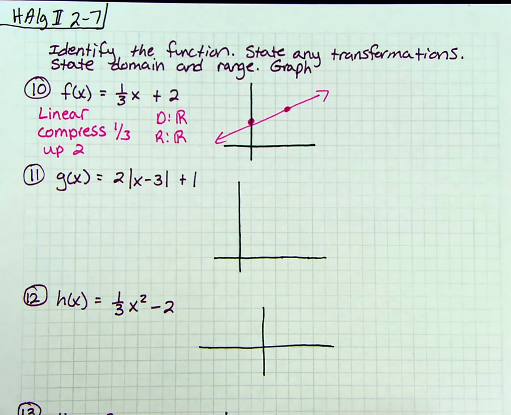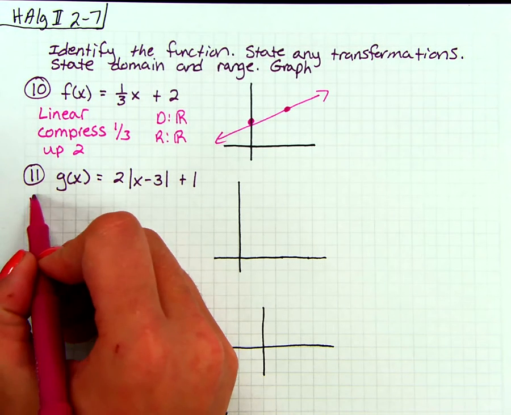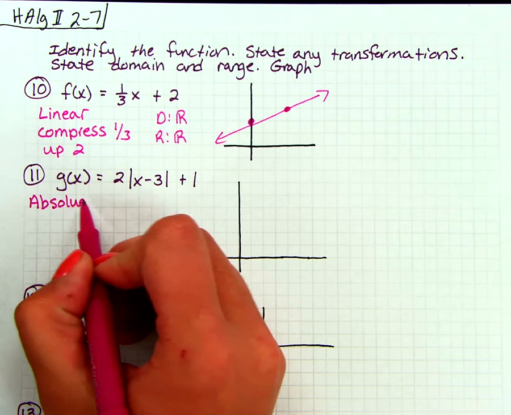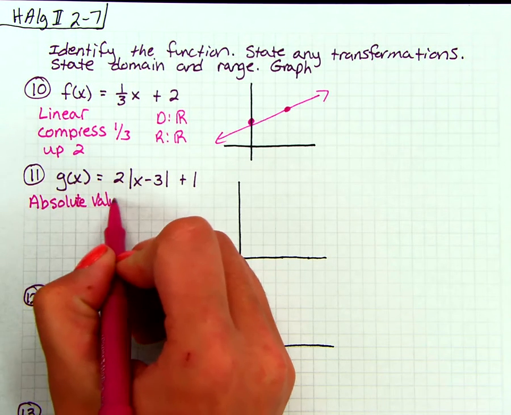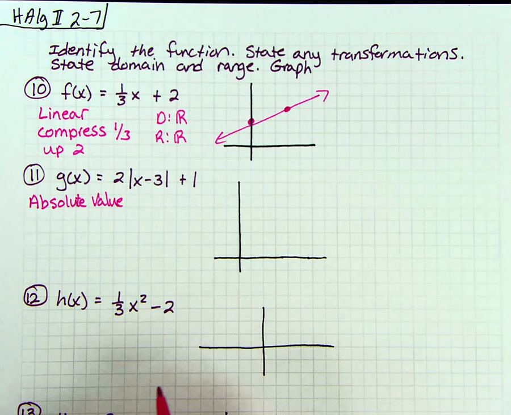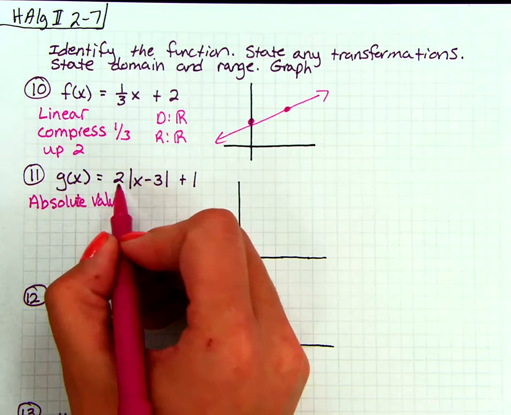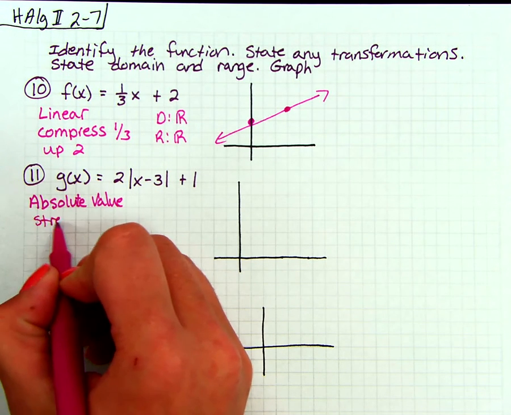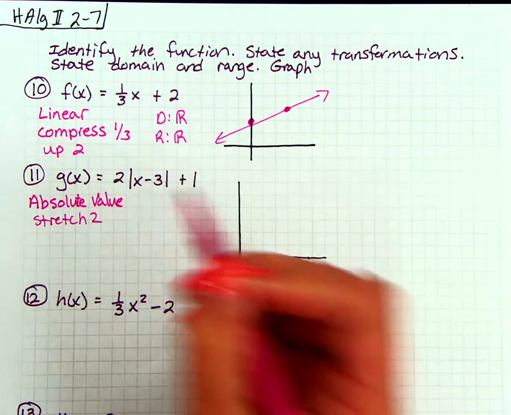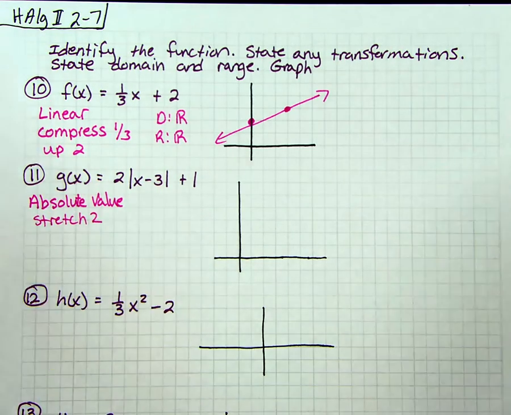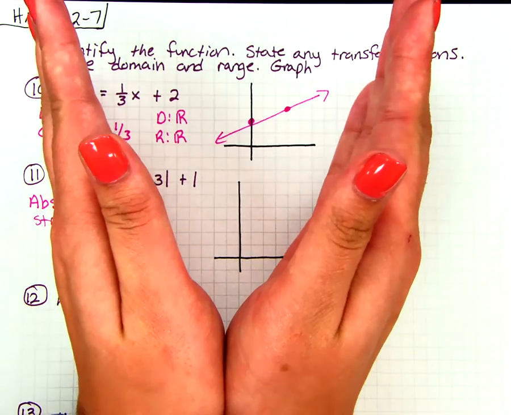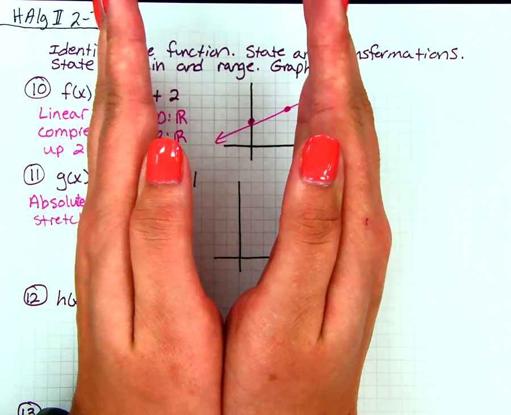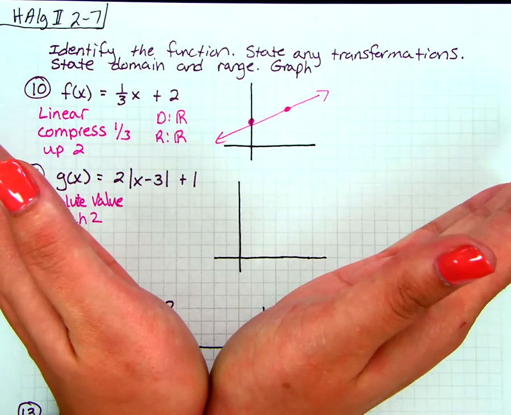All right, the next one, so we have the absolute value symbols in there, so that means that this is an absolute value. So when we graph it, it's going to make a V shape. So our transformation, we have a stretch of 2. So that means when we graph it, our V shape is going to get steeper. Versus the compression, that's going to make your V go flatter.